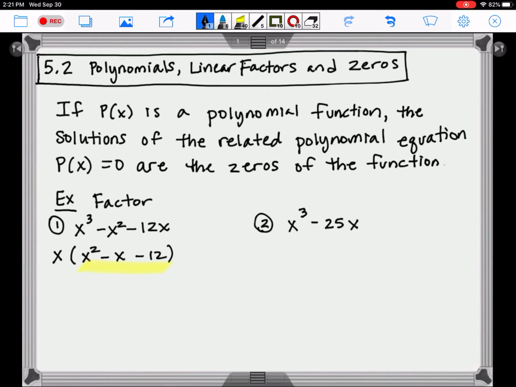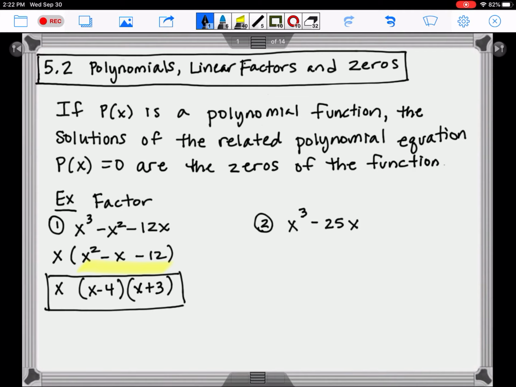and add to get negative 1. So this quadratic goes down to linear factors of x minus 4 and x plus 3. So the factored form is x times the quantity x minus 4 times the quantity x plus 3. Notice there are 3 linear factors, which matches up with the degree of 3.